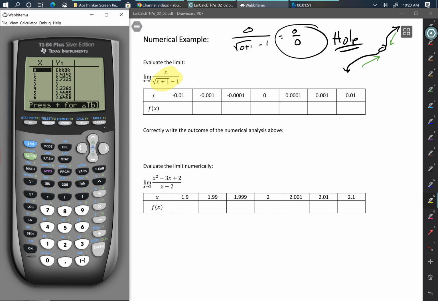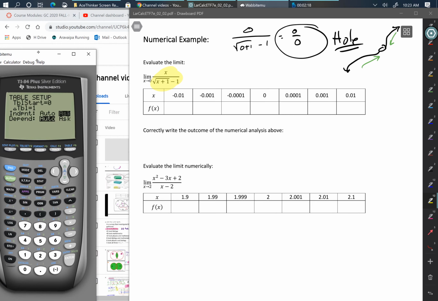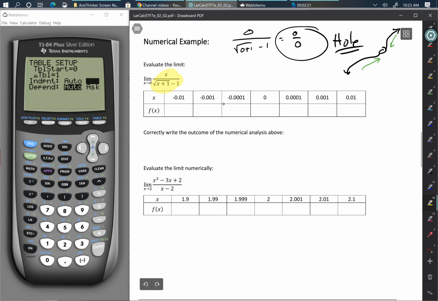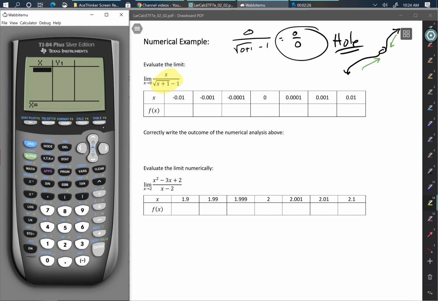Oh, and it looks like my table is set to automatically autofill x values, so I want to change that. So where it says table set right there above the window key, I'm going to go to my table set. I'm going to change my independent variable to ask. And what that does is it says, hey calculator, make a table, but ask me, let me input the x values that I want to use. Now I can press enter all I want, nothing's going to change. I just need to go back to the table and then I'll see the change. Now you notice that there's nothing there.